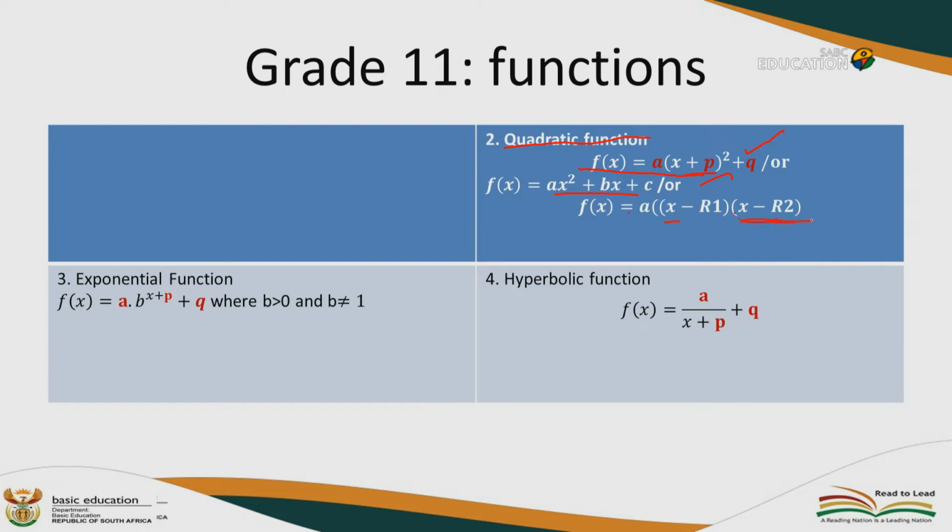Now with an exponential function, f(x) = a multiplied by b to the power (x + p) plus q. Same applies to this, where b is greater than 0 and b must not be equal to 1. The hyperbolic function is in the form of a over (x + p) plus q, okay? So in grade 11, we had to deal with three parameters at the time. Parameter a, parameter p, and together with parameter q. So in simple terms, parameter p was introduced now in grade 11 content.